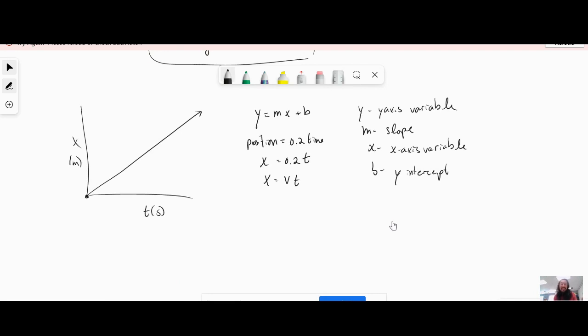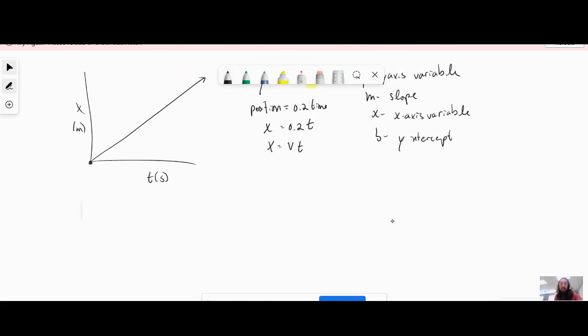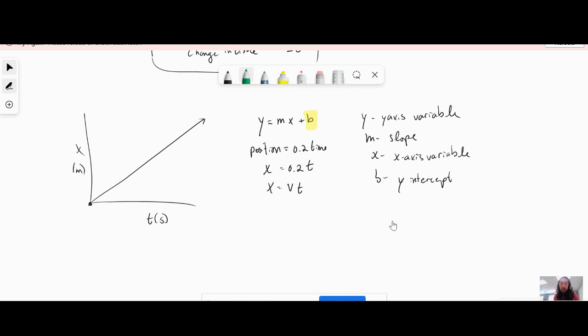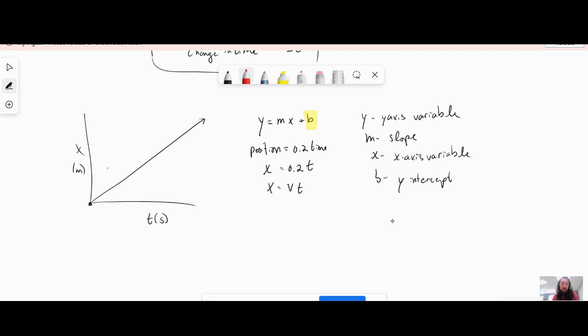Ta-da! Now, that's actually not the final version of the formula that we will work with. If you noticed, this plus b, we haven't touched it yet, because we started at the origin. But what if for our lab, we didn't start at the origin, but rather we started slightly beyond the origin? So instead of having a graph that looks like this, I'll do this in a different color, we had a line that looked something like this.